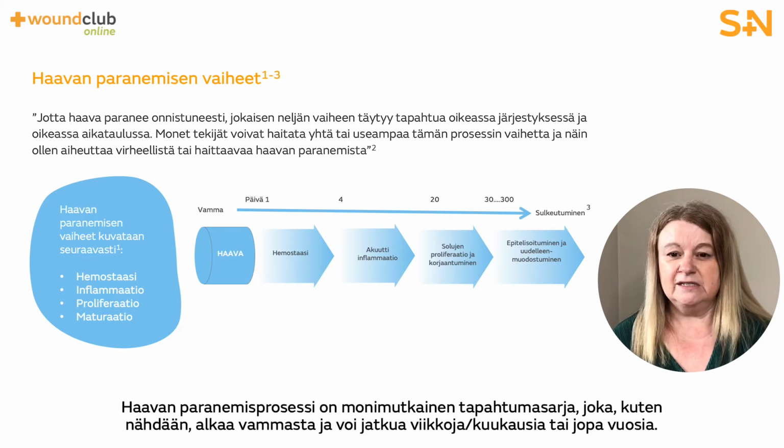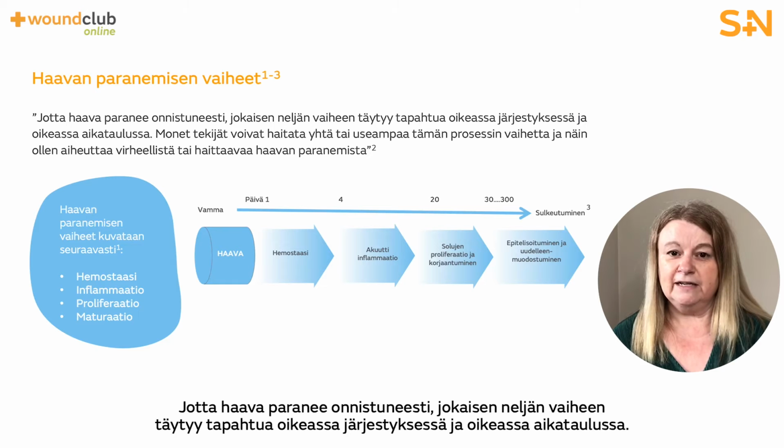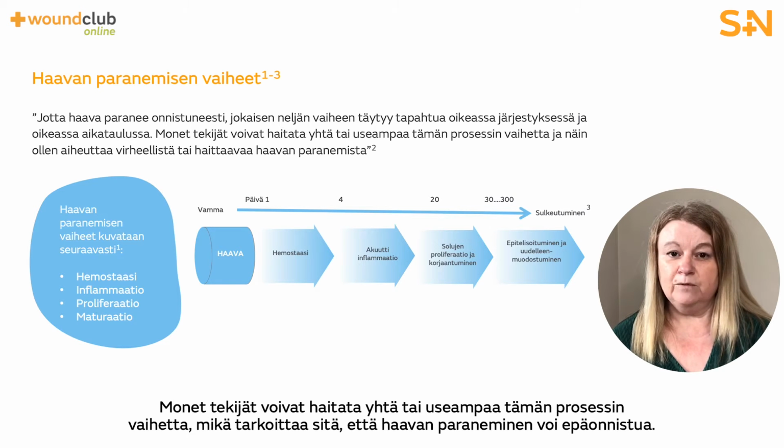The wound healing process is a complex series of events that starts, as you can see, with an injury, which can continue for weeks, months, or even years. The phases of wound healing are hemostasis, acute inflammation, cell proliferation and repair, and epithelialization and remodeling of scar tissue. For a wound to heal successfully, all 4 phases must occur in the proper sequence and time frame. Many factors can interfere with one or more phases of this process, meaning that the wound could fail to heal.